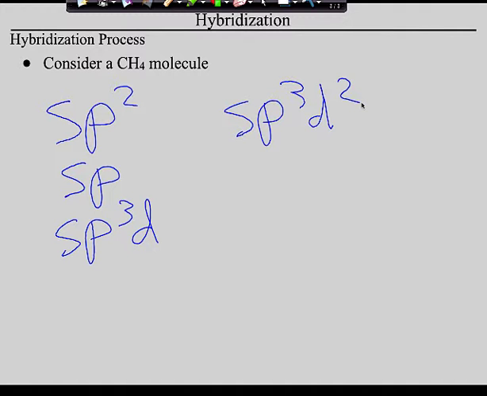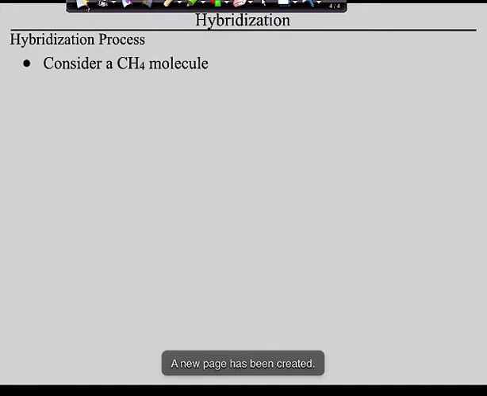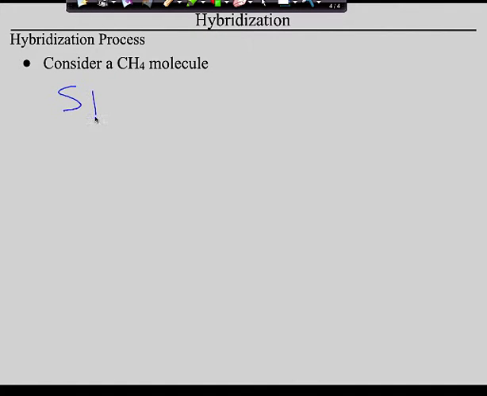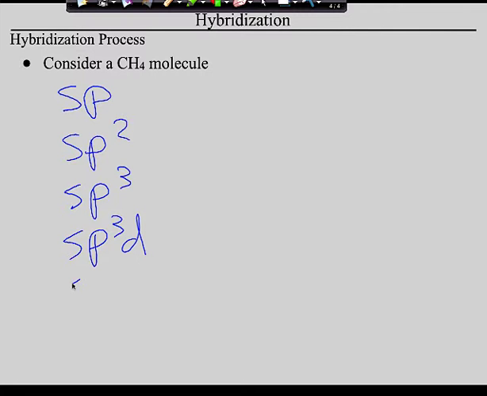Now, guys, for some of you, you're starting to see what's going on here. But I'm going to reorganize these, and then I think you're going to get it. So here they go in order. sp, sp2, sp3, sp3d, and sp3d2. Now, when we get this, we get 2, 3, 4, 5, and 6 hybrid orbitals.